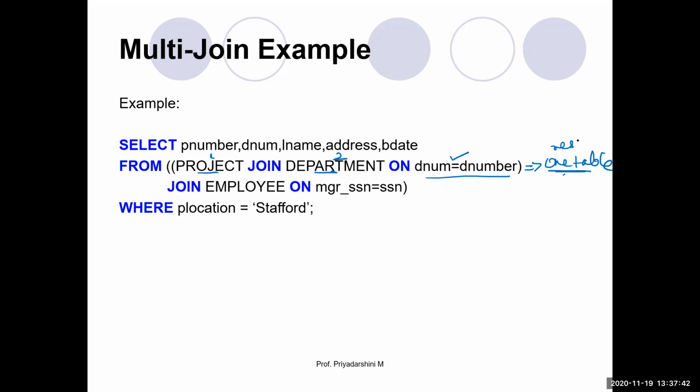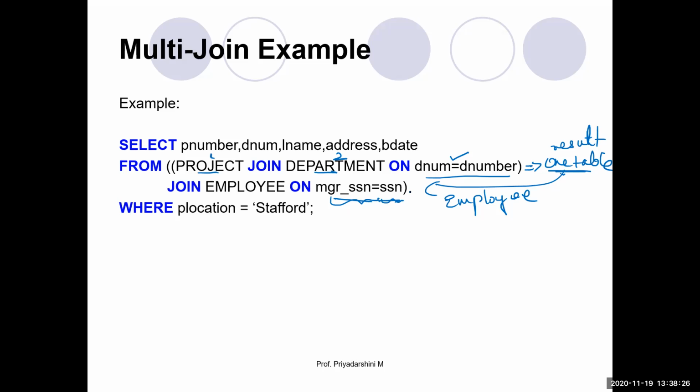With this result table, I am joining, again, the employee table. I am joining the employee table with the result of the project and department tables, which has become one table. From that one table, again, I will join the employee table on the condition of MGR_SSN and SSN. So again, from there, the multiple rows will be truncated. Only the rows which match on MGR_SSN and SSN will be left and all other rows will be removed or eliminated.